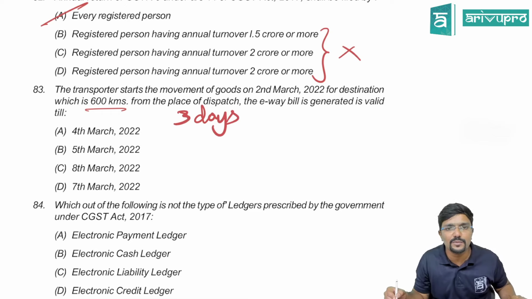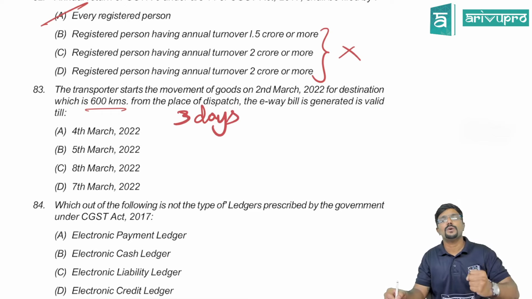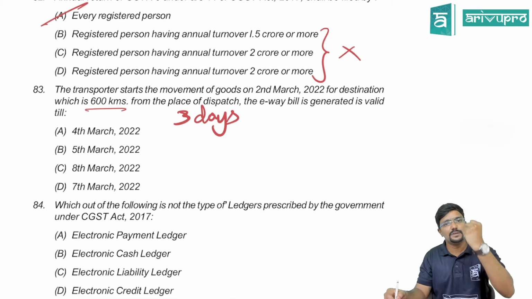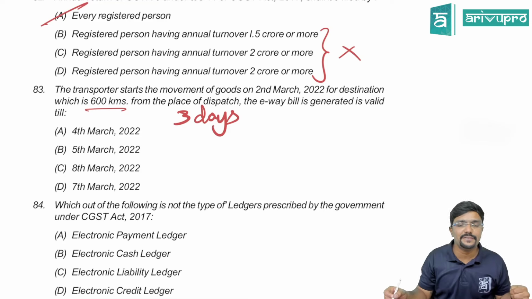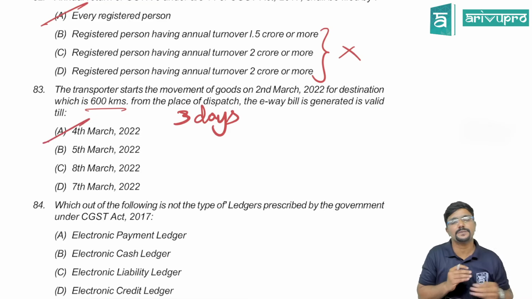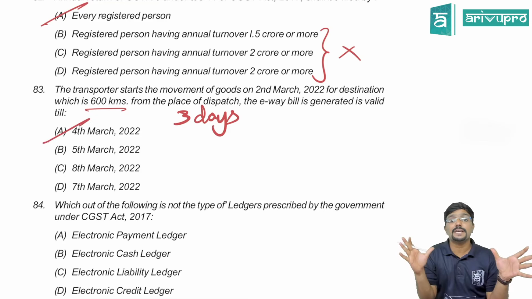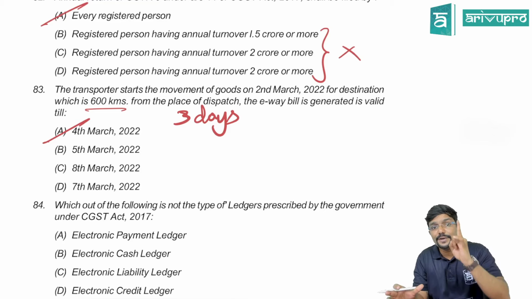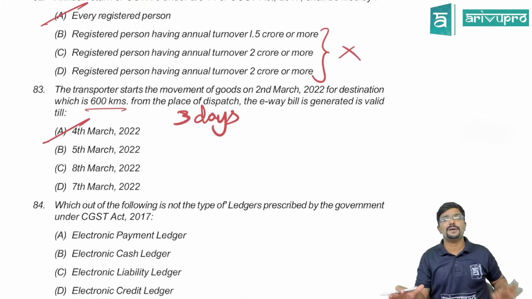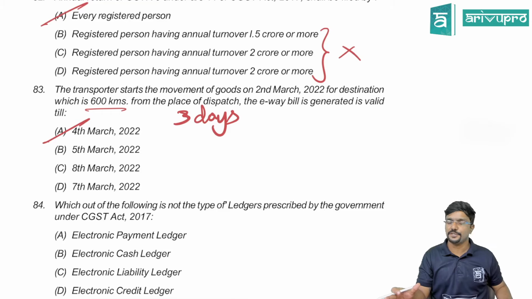So when did you start the movement of goods? 2nd March. So 3 days from 2nd March, including 2nd March: 2nd, 3rd, 4th. So the validity will end on what day? 4th March. Please be careful. The movement of goods has already started on 2nd March, so even 2nd March should be considered.